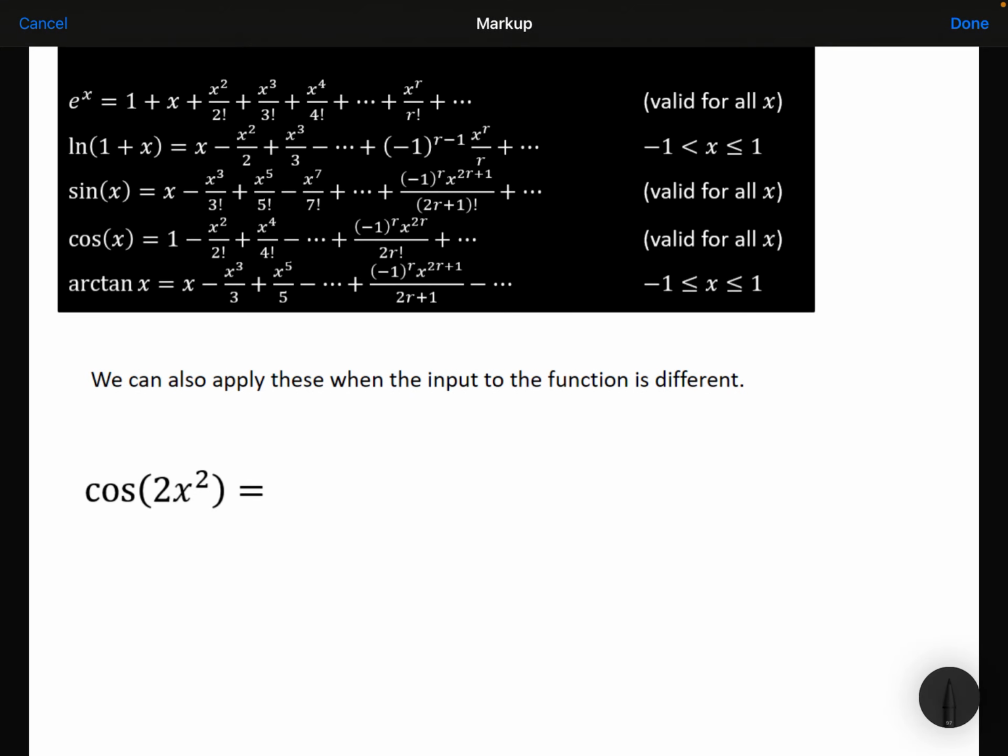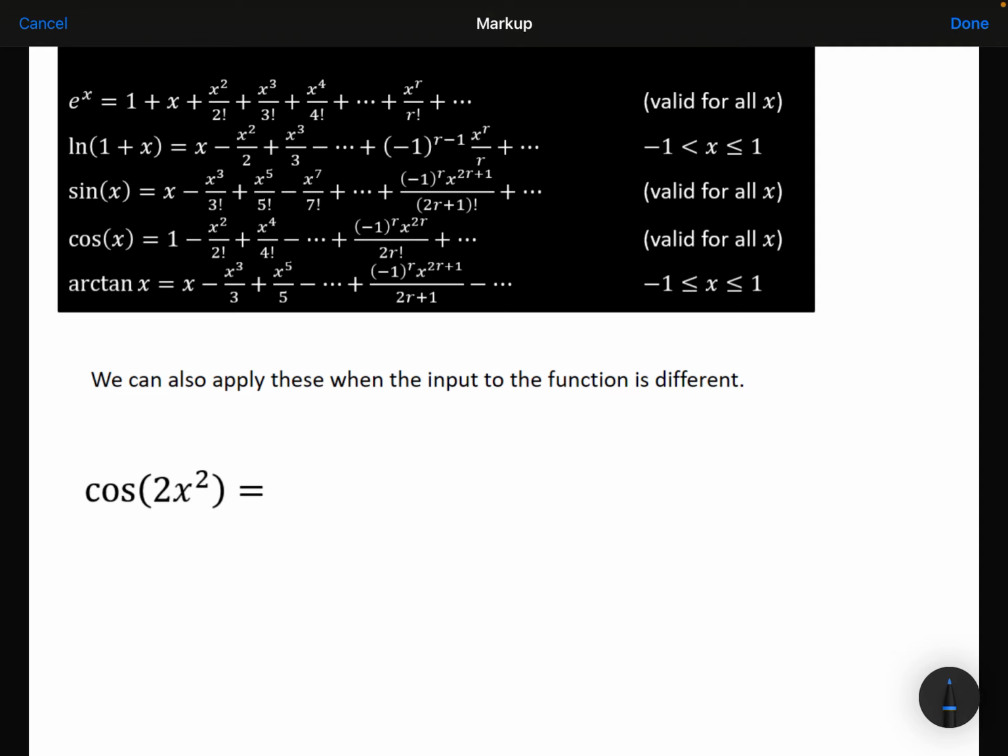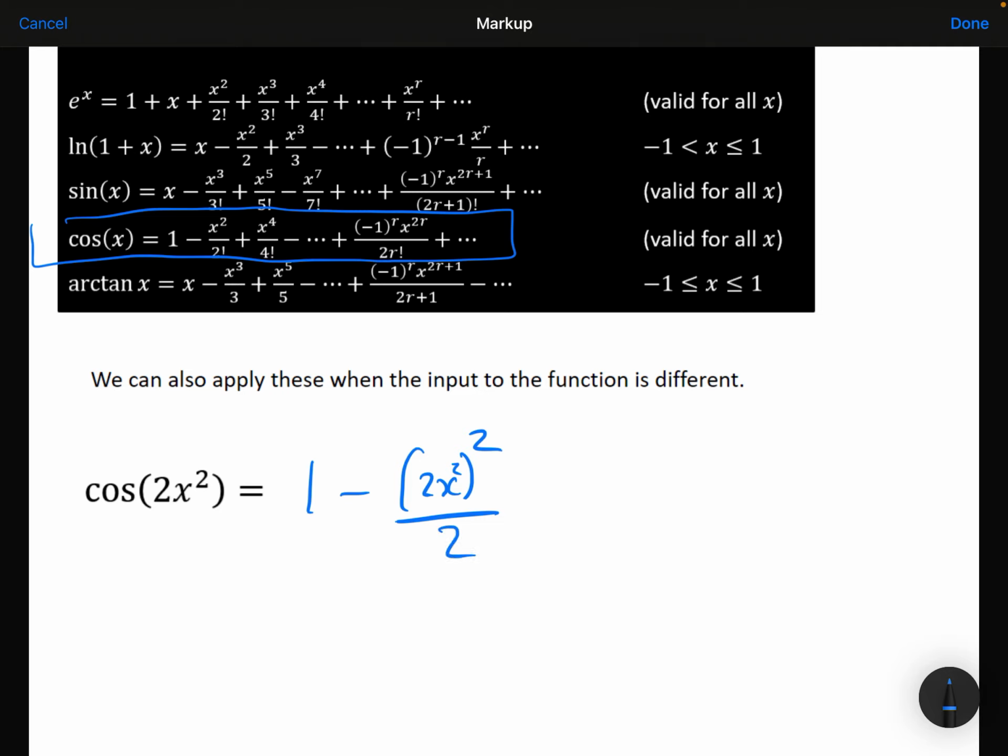Here, I'm asked to work out the series expansion for cos 2x squared. So to do this, I'm going to take the cos expansion, which is 1 minus x squared over 2 factorial, and so on. But I'm going to be substituting 2x squared into that. So I would have 1 minus 2x squared over 2 factorial plus 2x squared to the power 4 over 4 factorial, and so on.